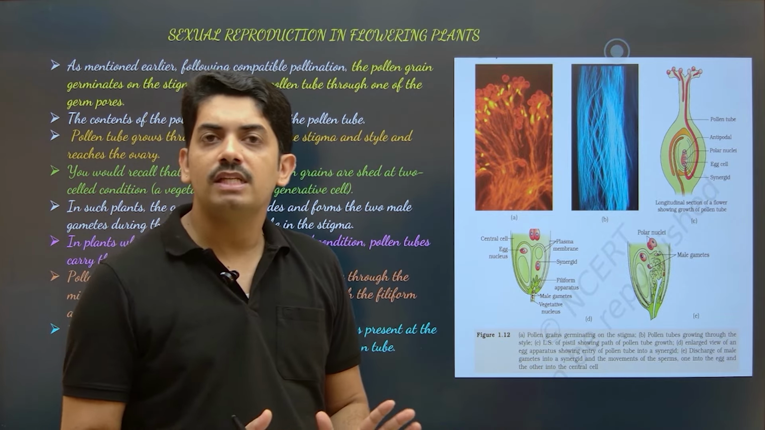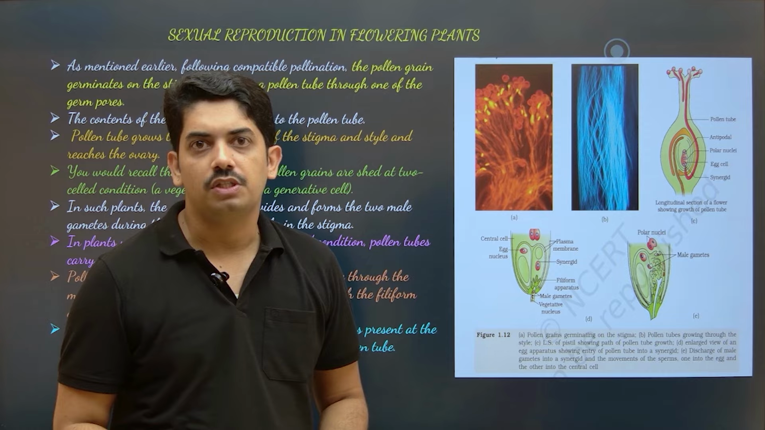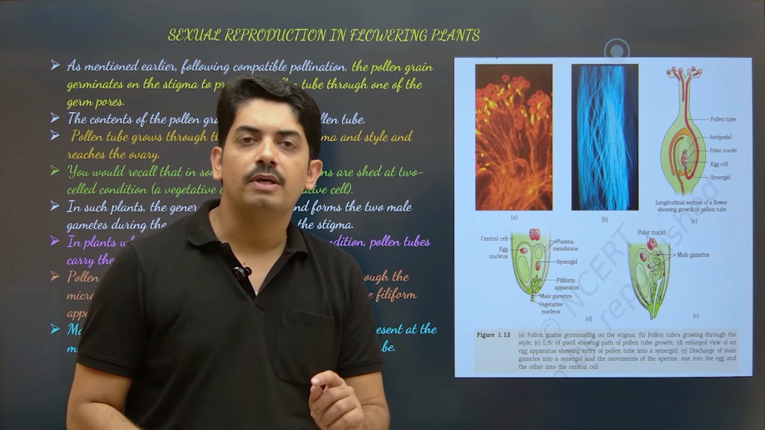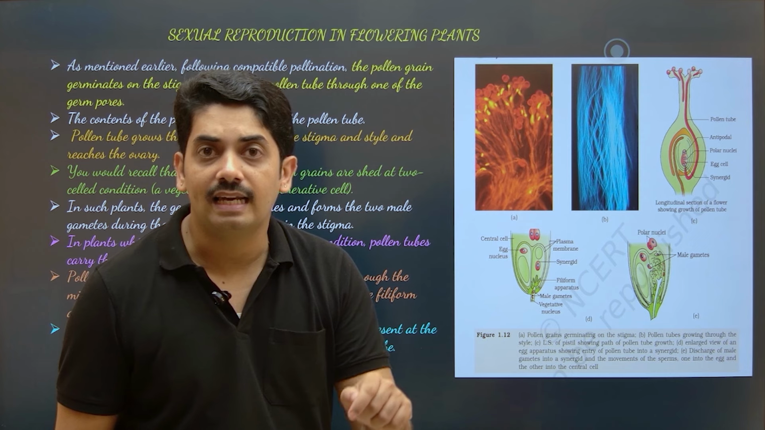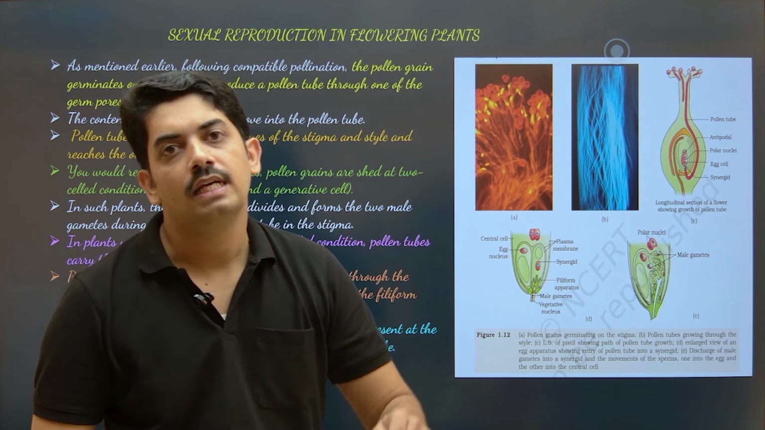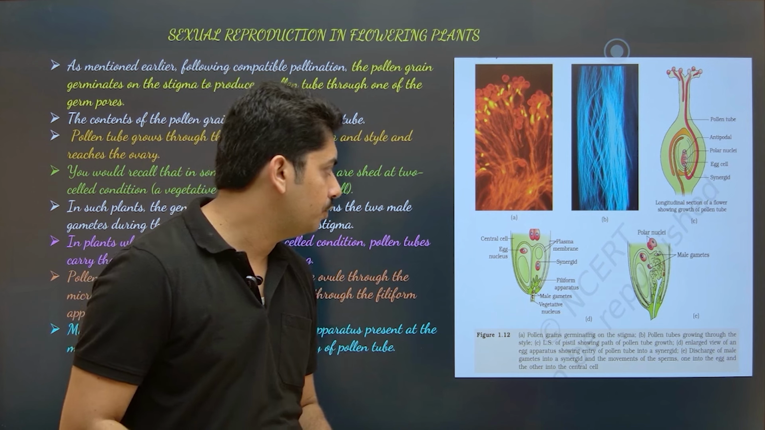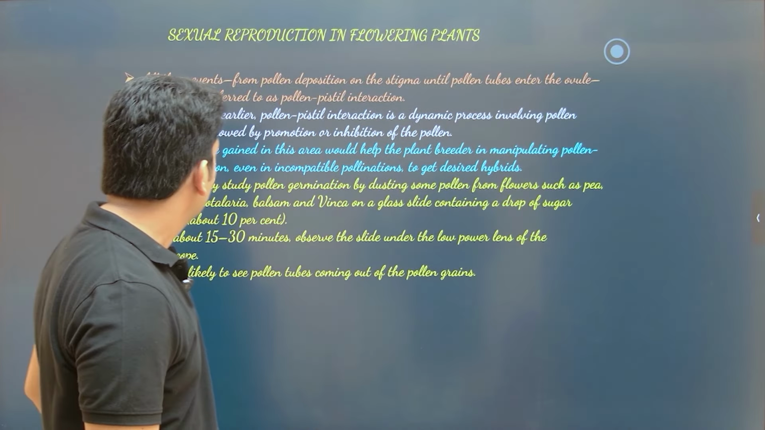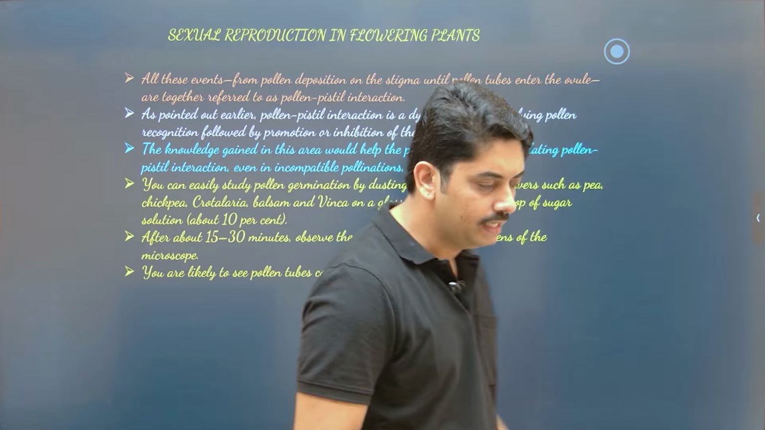So the term used is double fertilization. And one more term is used, that is triple fusion, because the polar nuclei is already diploid. Now it is fusing with the haploid male nucleus. The process is called triple fusion. So the same thing is explained here.